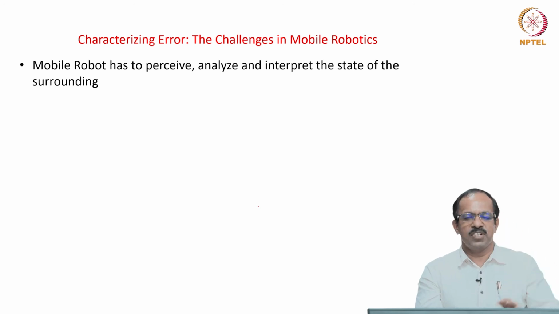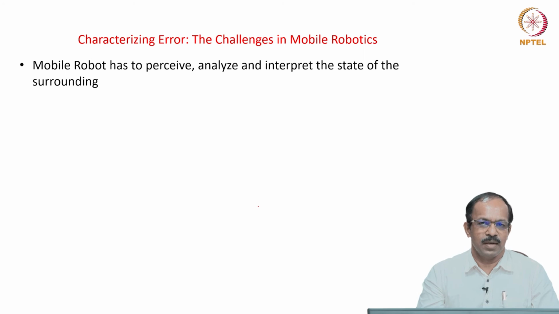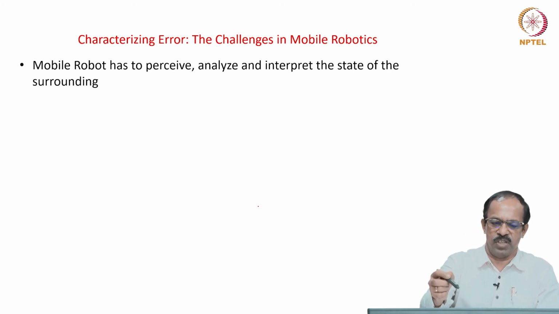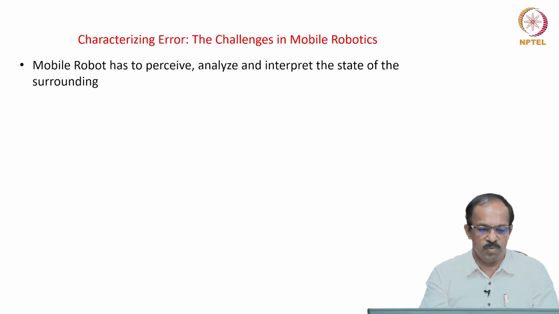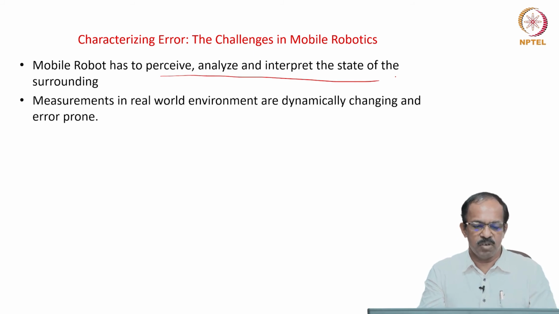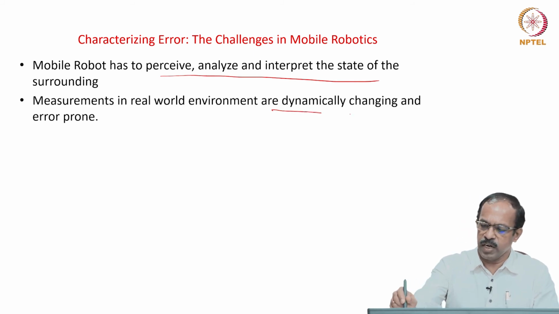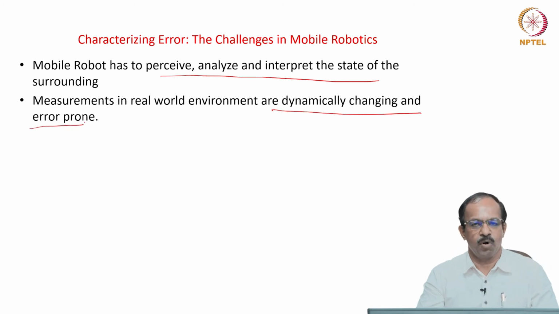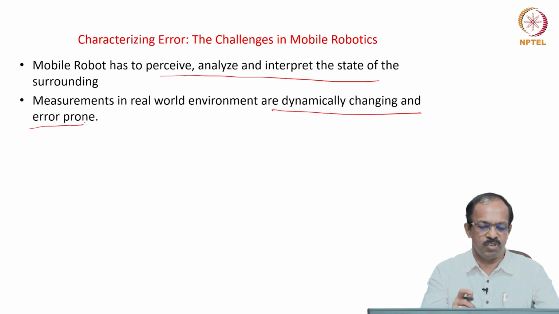Okay, so I just mentioned some of those sensors and the performance characteristics. Let us see what the main challenges are when we use these robots for perception. As we know, we are using it for perception. When the robot has to perceive, analyze and interpret the state of the surroundings, measurements in the real-world environment are dynamically changing and error prone. So all these readings are error prone. Whatever sensor you use, no sensor is 100% correct. The sensors will have their own errors. So how do we take these errors into account while doing the perception process?